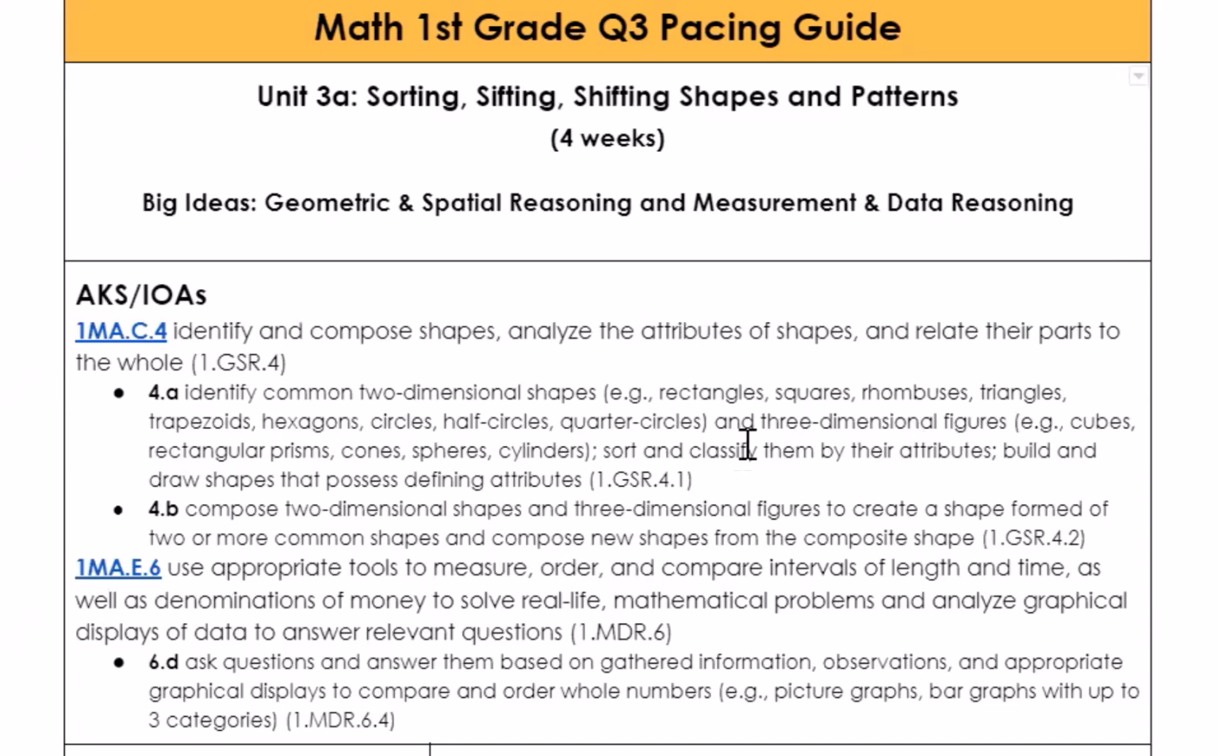In the next box, we see the first AKS and IOA or IOAs that will appear in this unit. Unit 3A will begin with AKS 4, more specifically IOA 4A and 4B. Students will also revisit AKS 6 through IOA 6D, which requires students to ask questions and answer them based on gathered information, observations, and graphical displays.